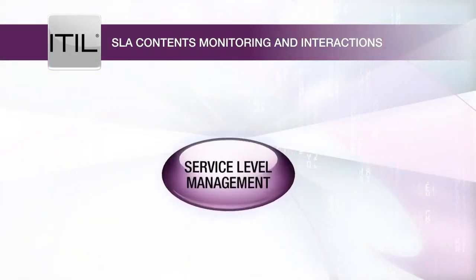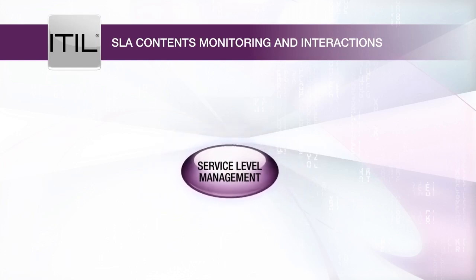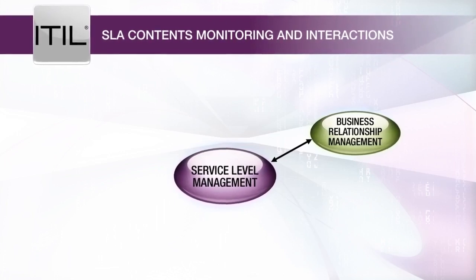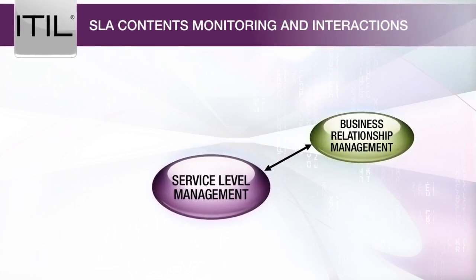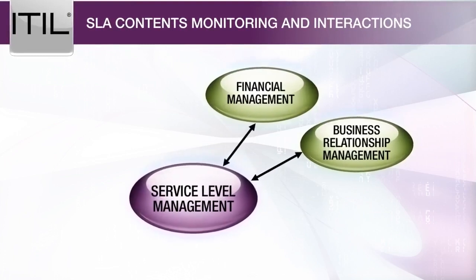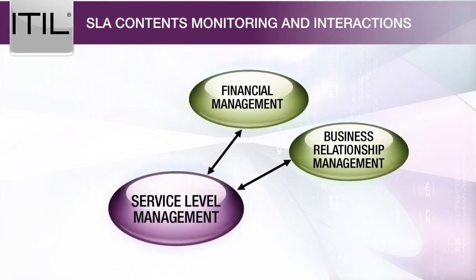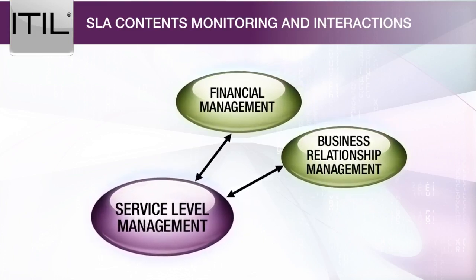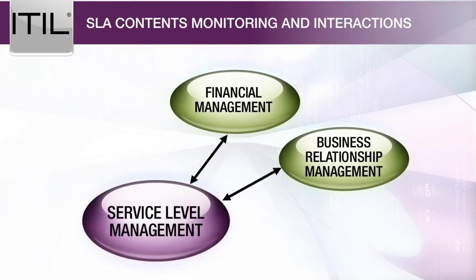There are a number of other processes that will communicate directly with service level management. With the service strategy stage of the life cycle, the business relationship management process ensures that the service provider has a full understanding of the needs and priorities of the business and that customers are appropriately involved or represented in the work of service level management. Financial management for IT services works with service level management to validate the predicted cost of delivering the service levels required by the customer to inform their decision-making process and to ensure that actual costs are compared with predicted costs as part of the overall management of the cost effectiveness of the service.